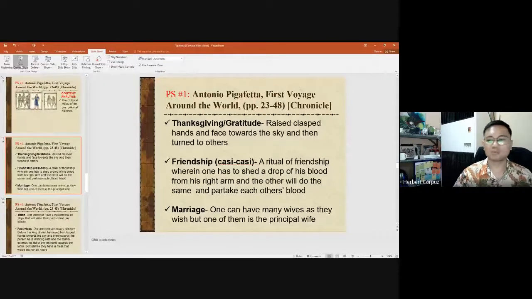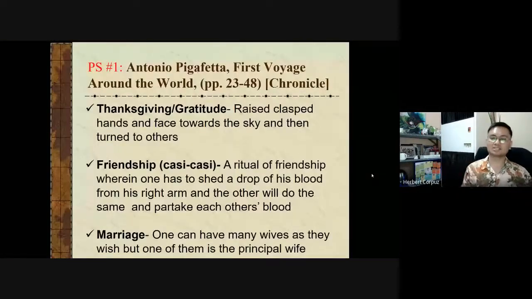How about the others? Okay, no more reaction. We now continue our discussion. But please take note that we are discussing this because this is part of the things being mentioned by Pigafetta. We proceed to the culture of the Filipinos, as mentioned in the Chronicle of Pigafetta. Now, he said that Filipinos have a practice of thanksgiving, showing their gratitude to life itself. And how do they do this?